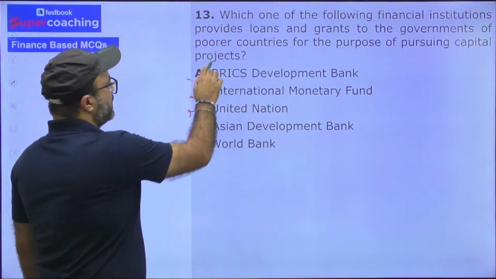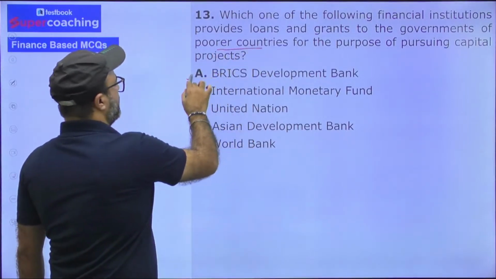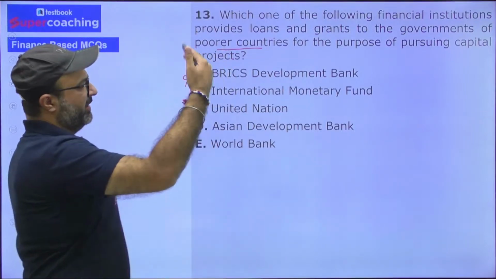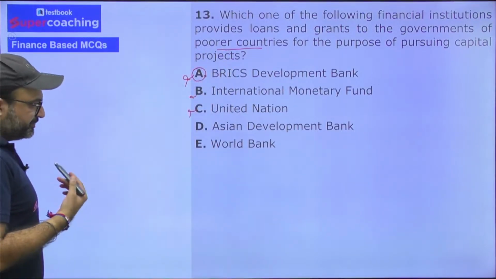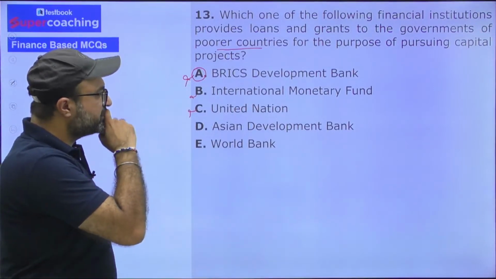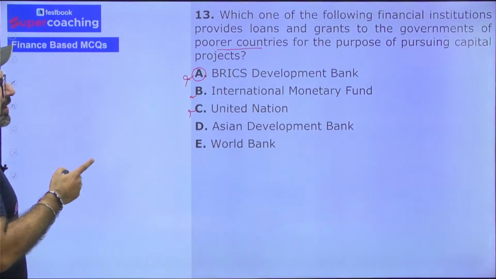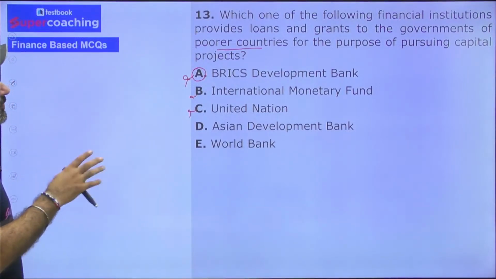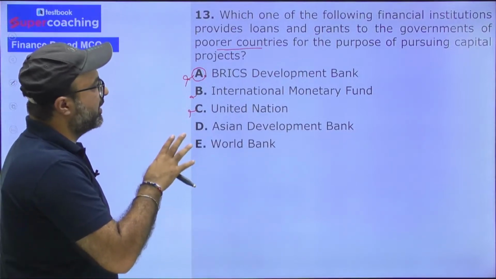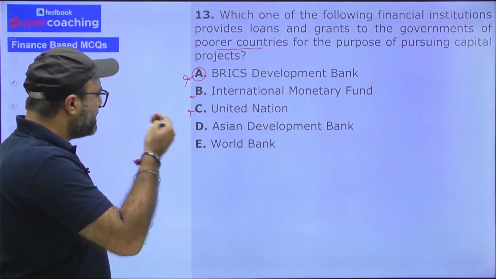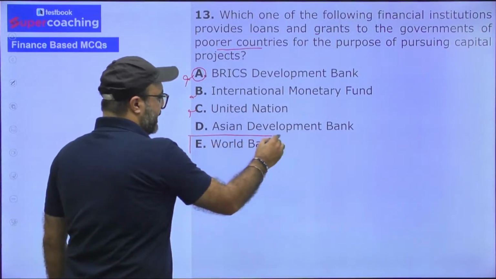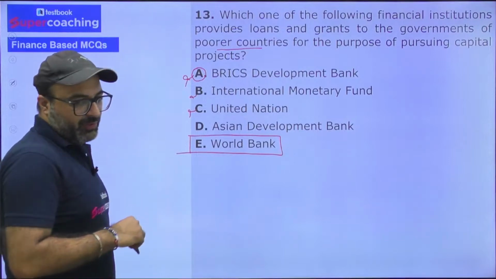to the poorer countries? BRICS is not providing loans to the poorer countries. The first target is BRICS nations, and then they will be expanding their operations. Asian Development Bank, that is true, and World Bank, that is also true. So I'll go with the best bet out of all options, which is going to be World Bank.